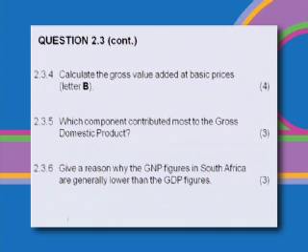Right, now for 2.3.6, you need to give a reason why the GNP figures in South Africa are generally lower than the GDP figures. All right, the reason, remember we said GNP, those are the total value of products that are produced by permanent residents, and the GDP are the total value or the total figures of goods and services that are produced within the boundaries of South Africa. So it's not looking at whether it was permanent residents or was foreign residents who made that particular product, as long as that product was produced within the boundaries of South Africa.